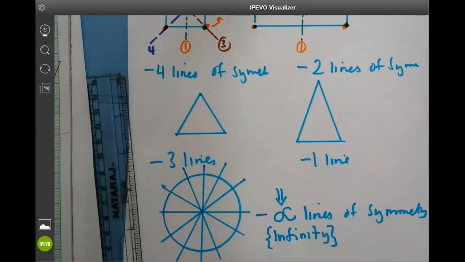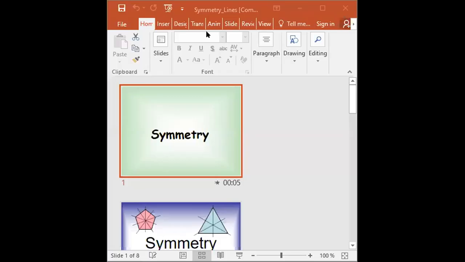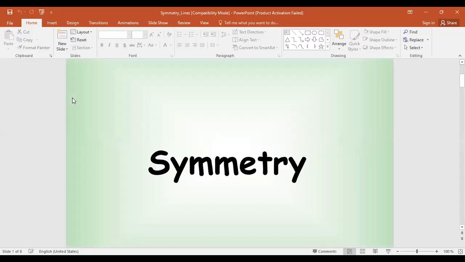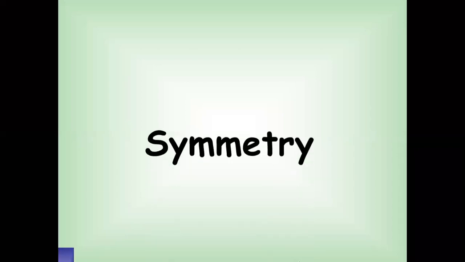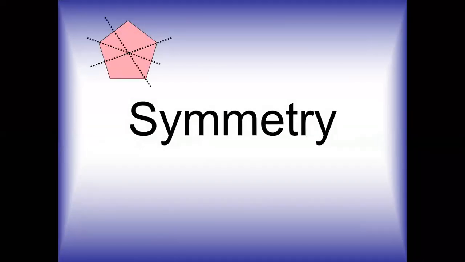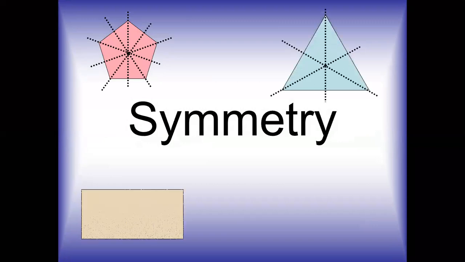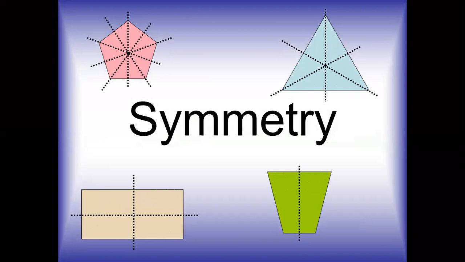So among that, we have got so many other shapes. So let's look at other shapes so that we can see lines of symmetry. So here we go. So this is what we call symmetry. Those are all representing lines of symmetry, as you can see those samples drawn on the screen. So these are samples of lines of symmetry.